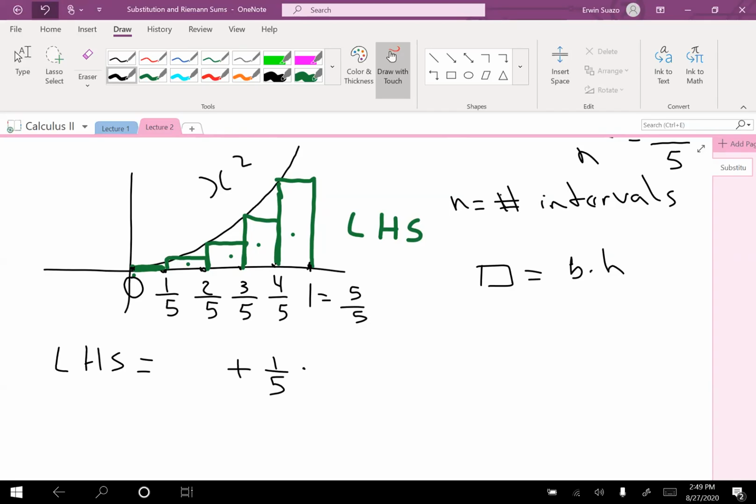You have to plug in 1/5 into the equation x squared. So what is it? It's 1/5 squared, right? So you see my height, in this case, this one, my height is the value of the function at 1/5.